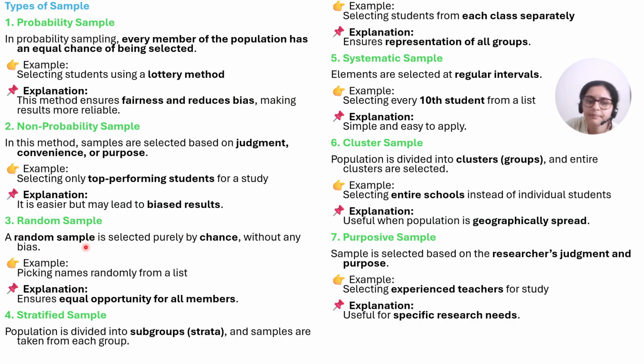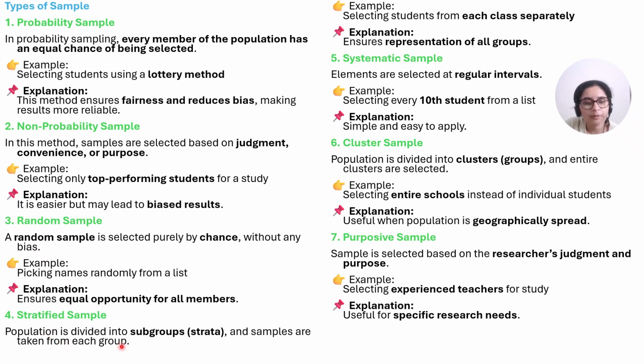Then random sample. A random sample is selected purely by chance without any bias. For example, picking names randomly from a list. It ensures equal opportunity for all members. This is similar to probability sample.